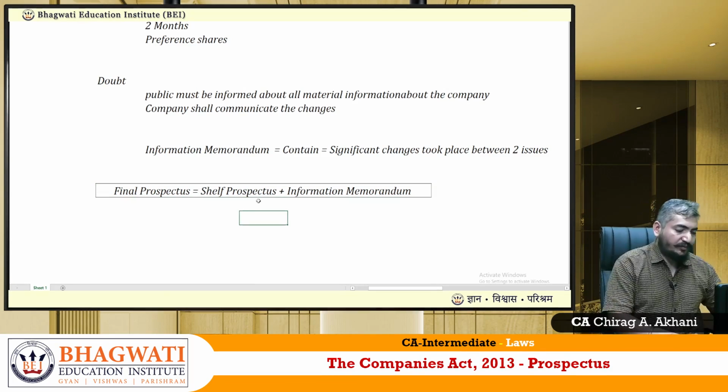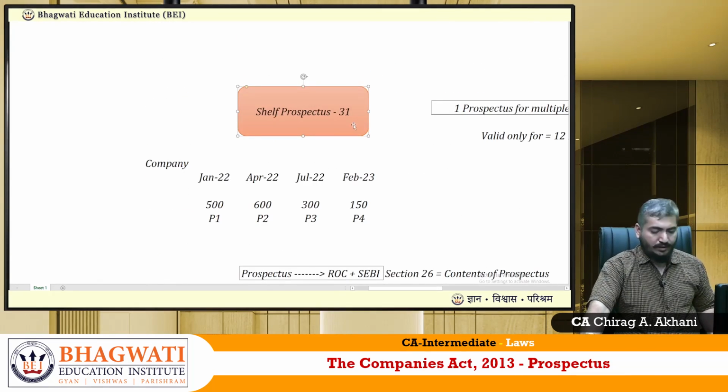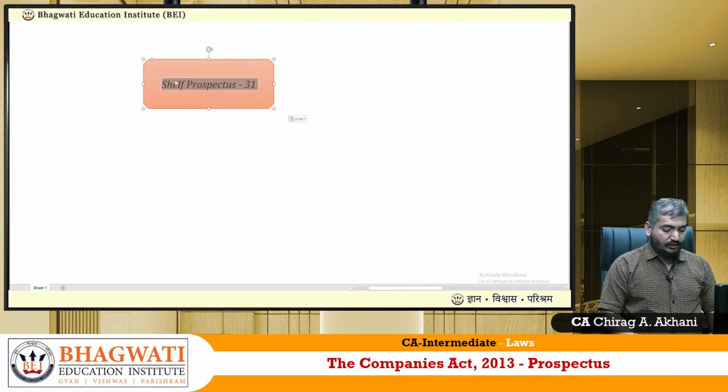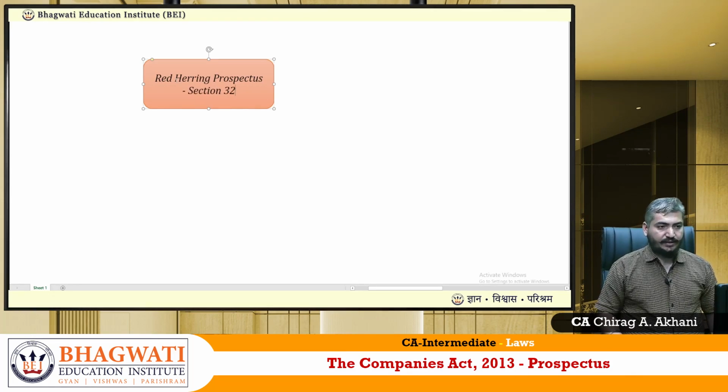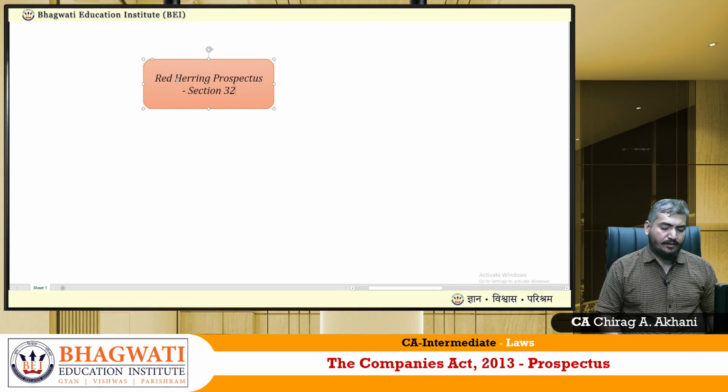Okay, so after shelf prospectus, now we are going to learn one new concept, and that one is section 32, which is known as red herring prospectus, and it is defined under section 32. Now, what do you mean by red herring prospectus?